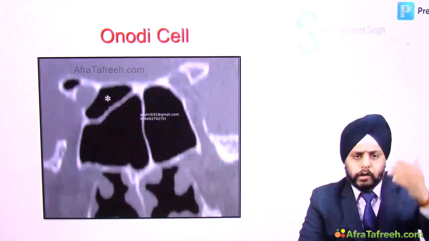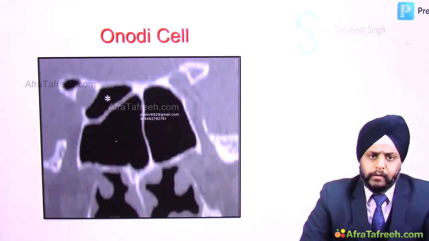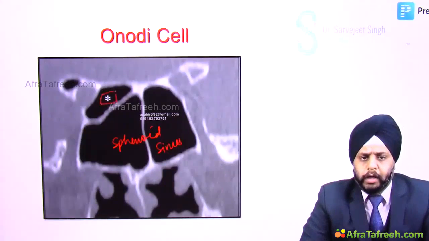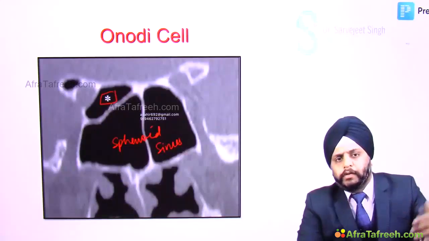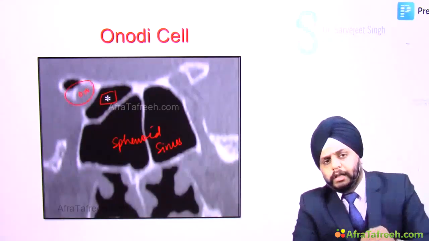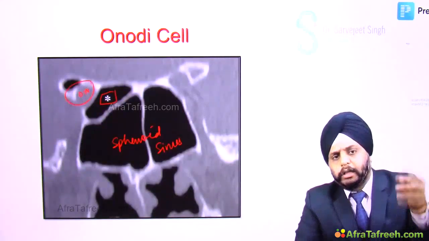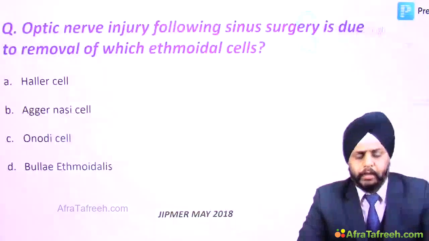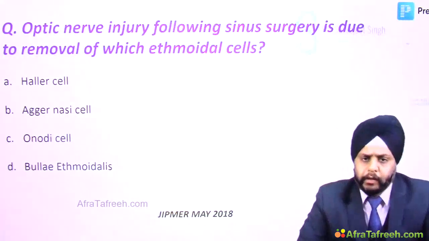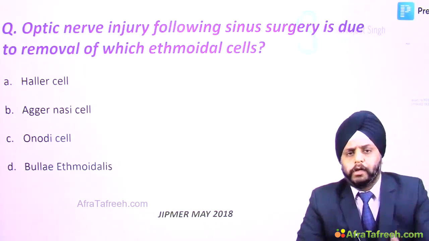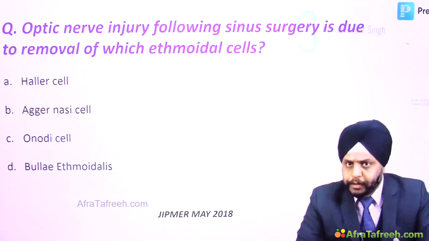This is the coronal cross section of the sphenoid sinus. You can see the two-sided sphenoid sinus, and you can see that there is the Onodi cell over here, which is lying between the sphenoid sinus and the optic nerve. So you can see the optic nerve, instead of lying in the sphenoid sinus, is now in the Onodi cell, right? Now this question was asked in the JIPMER May 2018 exam: optic nerve injury following sinus surgery.